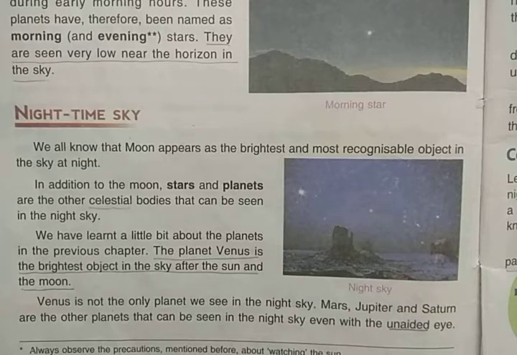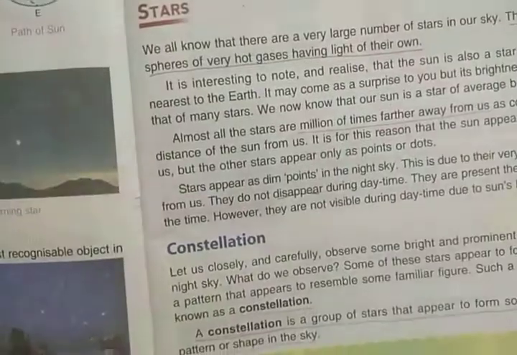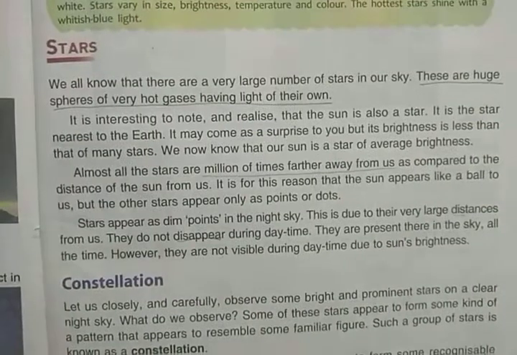And Venus is not the only planet we see in the night sky. Mars, Jupiter, and Saturn are the other planets that can be seen in the night sky even with the unaided eye. And now about the stars.